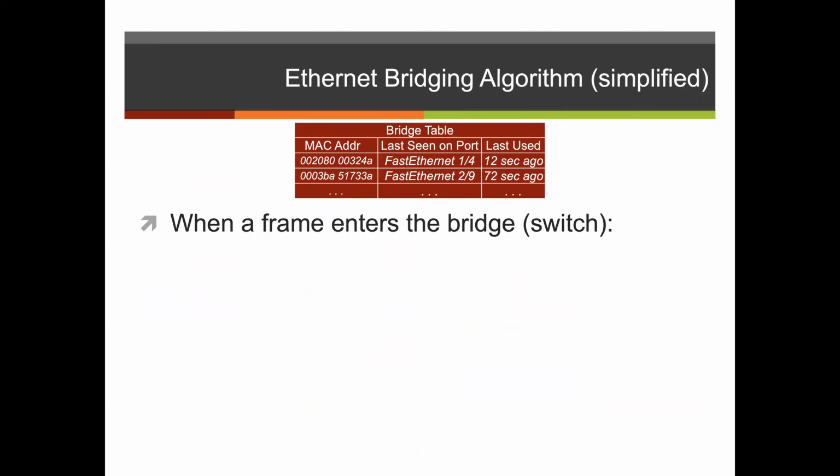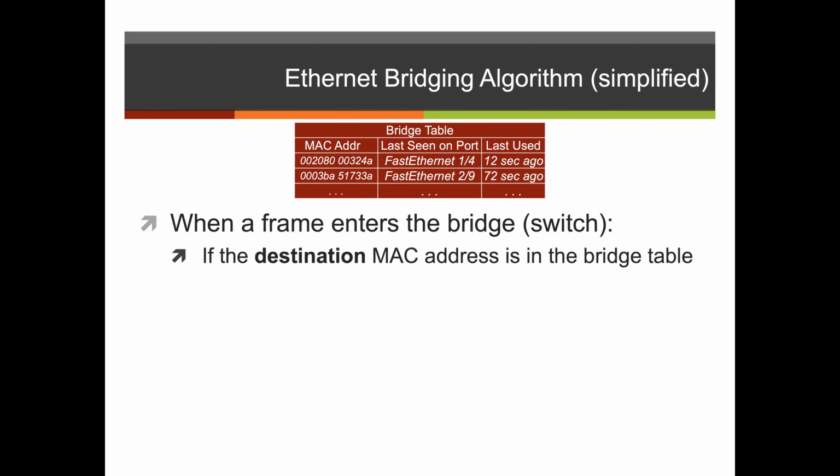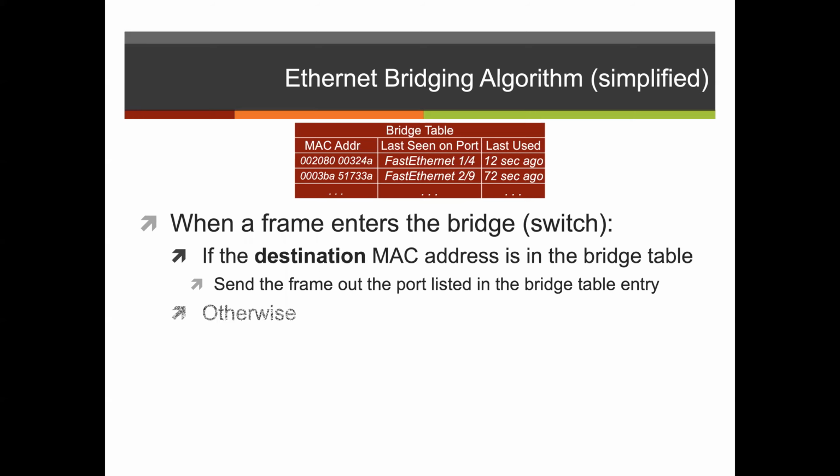And so how does the Ethernet bridging algorithm operate? Specifically, when a frame enters the bridge, if the destination MAC address is in the bridge table, we send the frame out to the port listed in the bridge table entry. If not, we flood the frame out all ports except for the ingress port.